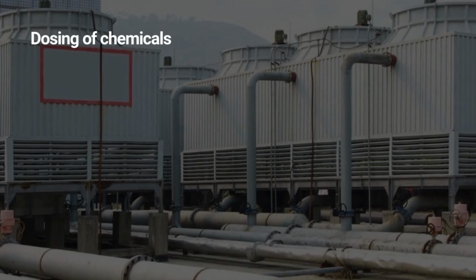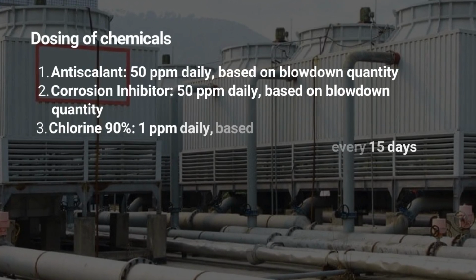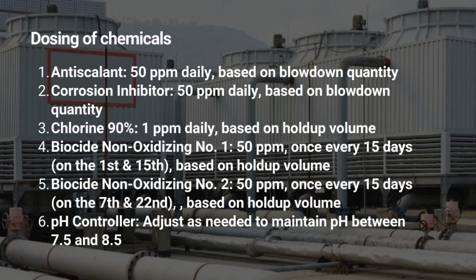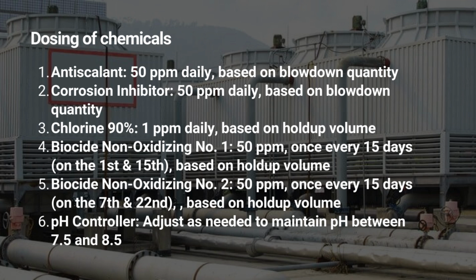Cooling tower chemical dosing guidelines. This section details the recommended chemical dosing for cooling towers. Antiscalant and corrosion inhibitor are both dosed at 50 ppm daily, based on blowdown quantity. Chlorine, 90%, is applied at 1 ppm daily. Two non-oxidizing biocides are used.